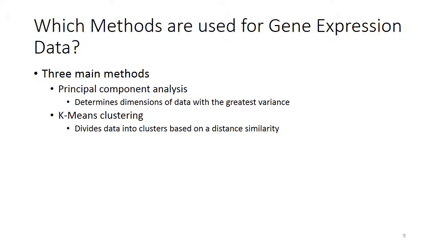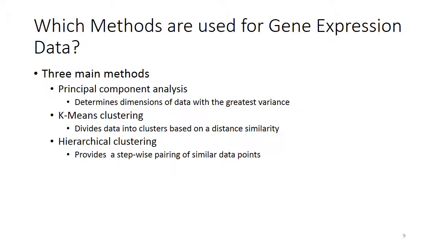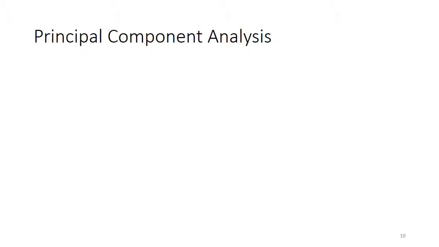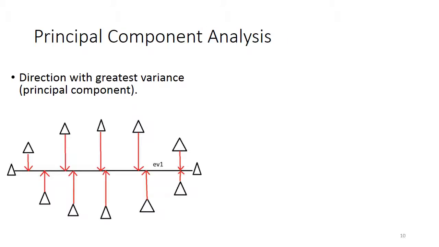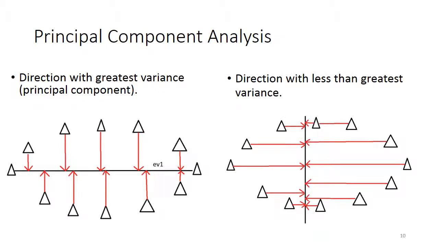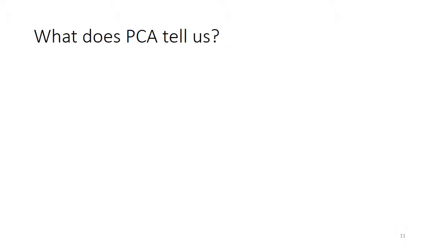K-means clustering, which divides the data into clusters based on their distance similarity, and hierarchical clustering, which provides a stepwise pairing of similar data points. So first, principal component analysis, and as I said, this shows the direction with the greatest variance, the principal component, and you can also find directions with less than greatest variance, which may be helpful if we have a data set with many directions.